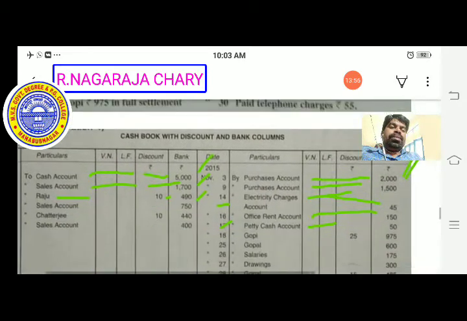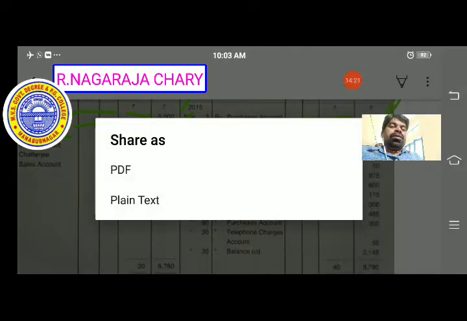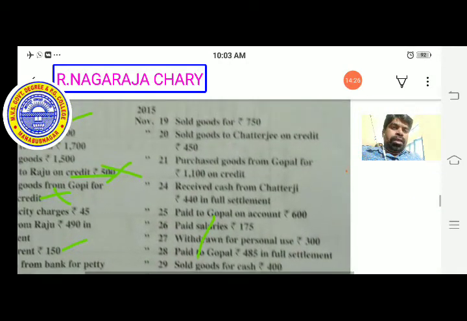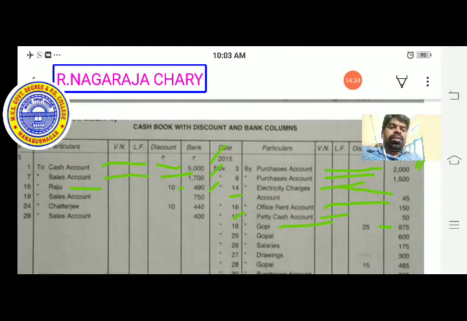So, this is a payment. You see here Gopi on 18th date 975 rupees, 975 plus 25. So, this is received discount. When the payment is done, then we are receiving the discount amount. That is why it is received discount. On the debit side, allowed discount, that you have to remember. Next, on 18th date is completed. Next, we see sold goods for cash 750, for 750 we are selling goods.